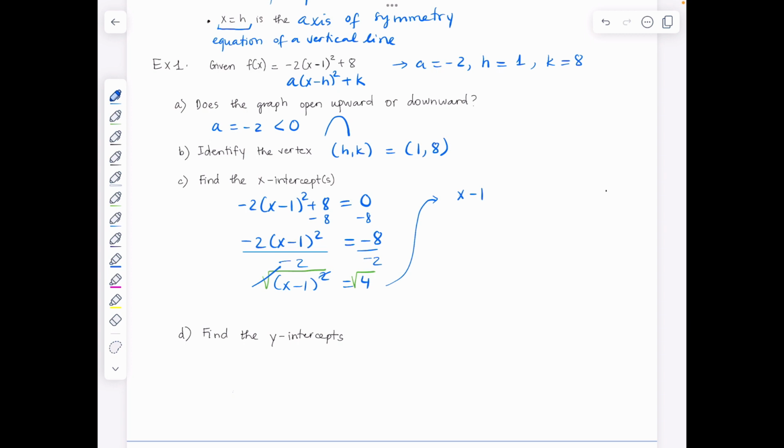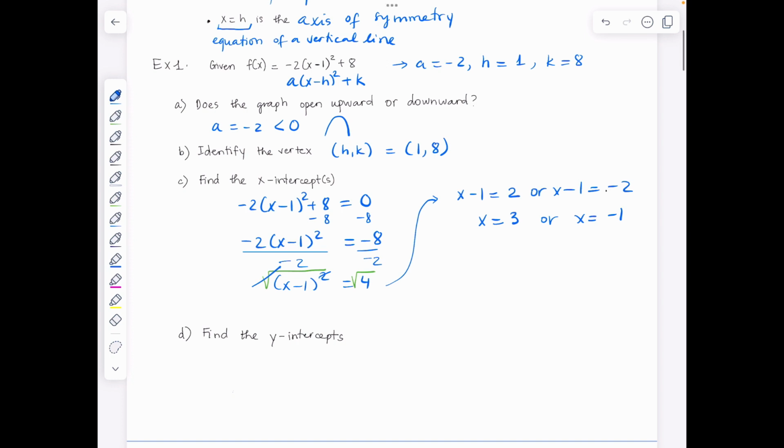We're left with x minus 1 is equal to the square root of 4, which is 2. But that's just one possibility. We could also have x minus 1 is equal to negative 2. Solve each of these equations. We get x is equal to 3 here, or x is equal to negative 1 here.